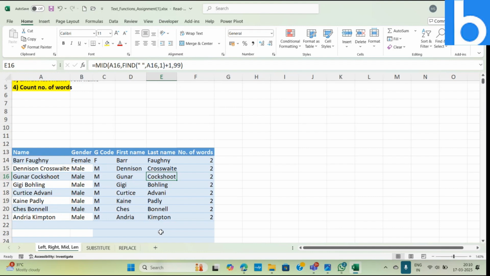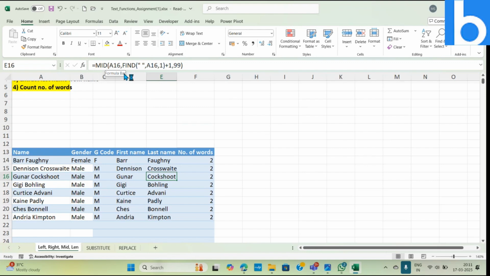People who have done the right function, that's also good. I guess the first one is A16, and in the right function you take your total length minus the space position, and you get the value. Am I right? That's what the maximum of the people who used the right function have done. Right or wrong?